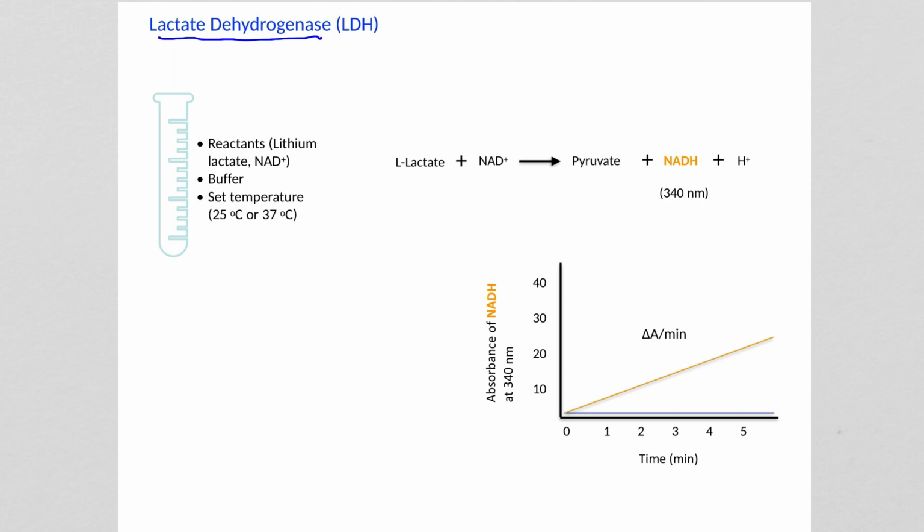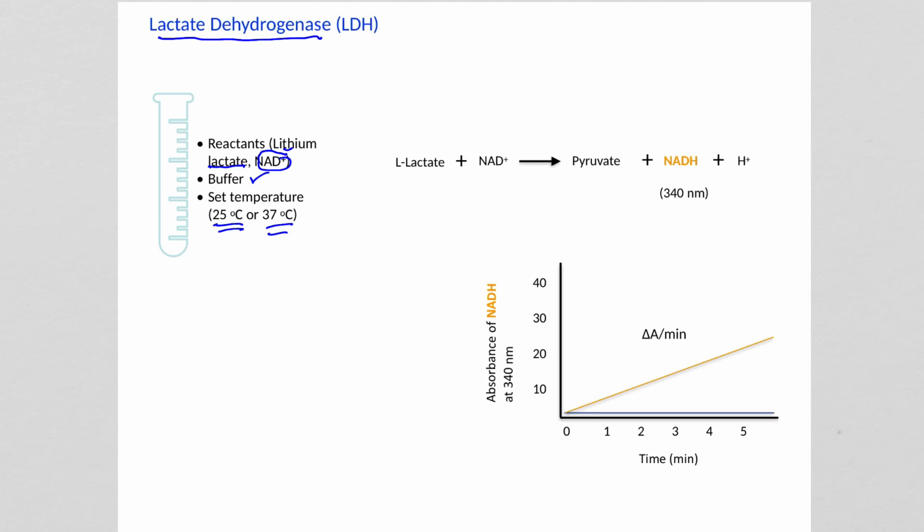We add to the test tube the reactants, some lactate salt, in this case lithium lactate, and the other reactant NAD. And then of course we add an appropriate buffer, and then we set the temperature. The two most common temperatures often used are 25 Celsius or 37 Celsius.